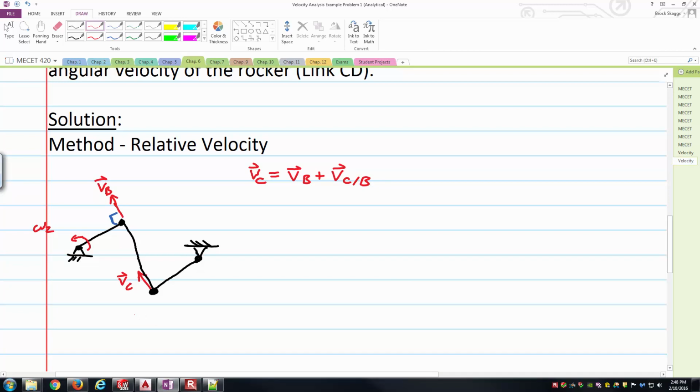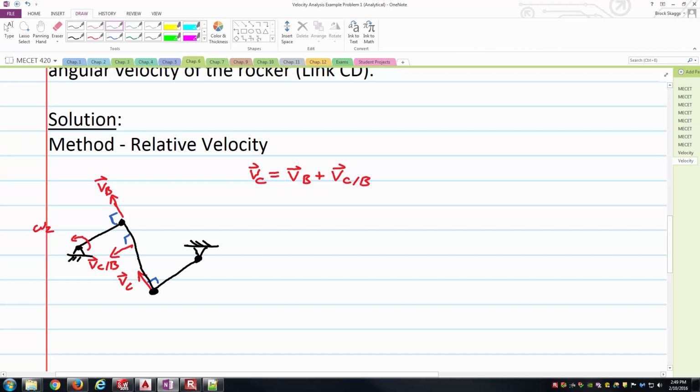Even though it's a little squiggly because of my somewhat bad drawing here, this is a line connecting points B and C, and I know that this relative velocity vector is going to be perpendicular to it. So for that, I'll just draw down and to the left at this point in time. And so there's the velocity of C relative to B. Again, I know the direction has to be perpendicular here. And then this velocity C is going to be perpendicular to the radial line here, which is symbolizing the rocker.